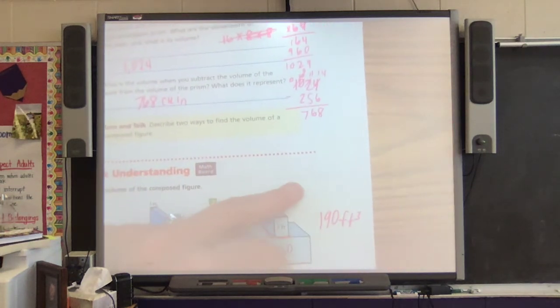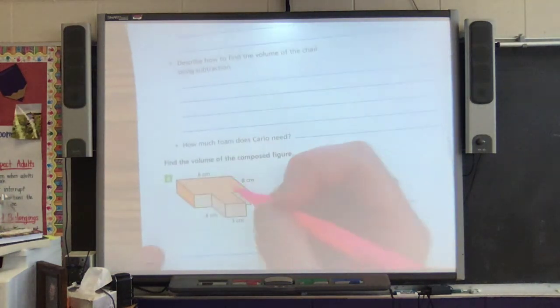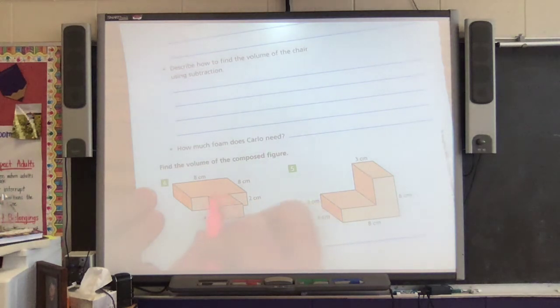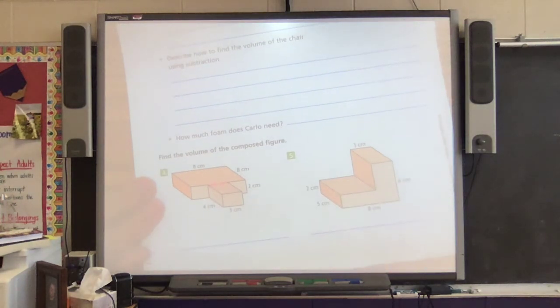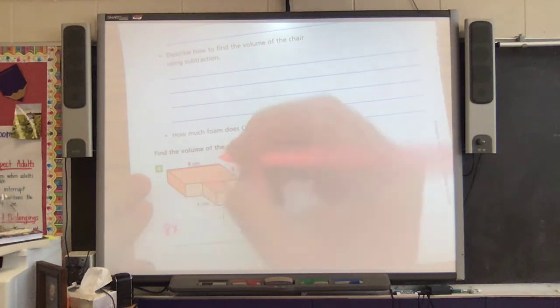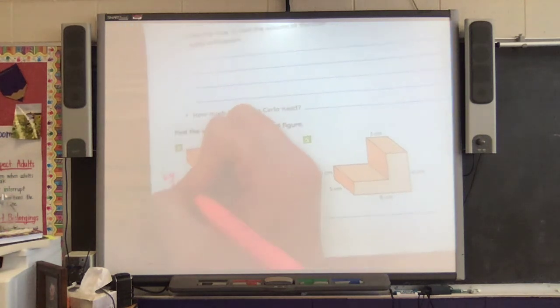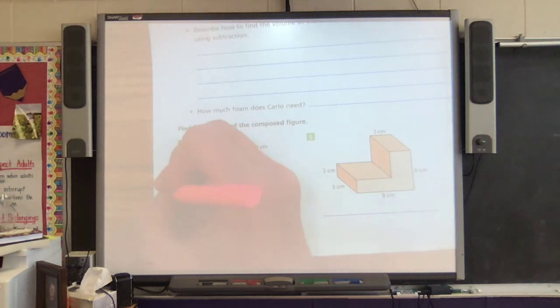Okay. I want to do a couple more because I know this can be tricky. Let's do number 4 on the next page, 120. Alright, I'm going to chop this guy right here. Alright, let's find our dimensions. Length, how long is it? 8 centimeters long, 8 centimeters wide, 2 centimeters tall. I know 8 times 8 is 64. 64 times 2 is going to be 128.